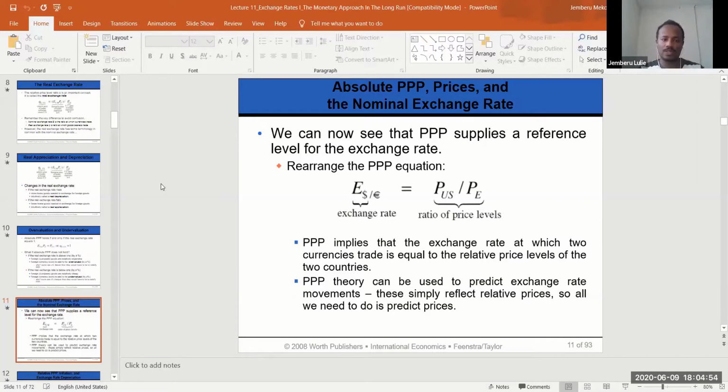Using absolute PPP, that means the equation, we can have some relationship between prices and exchange rate.